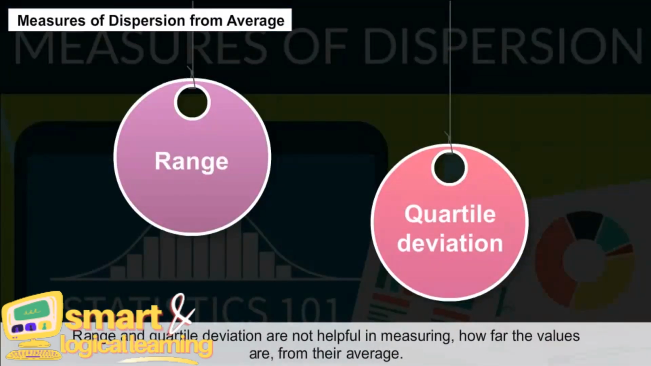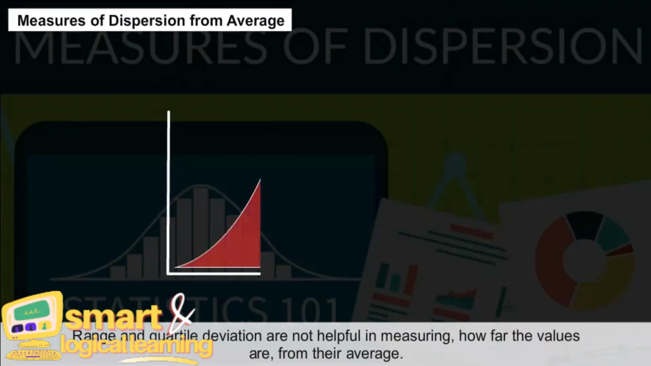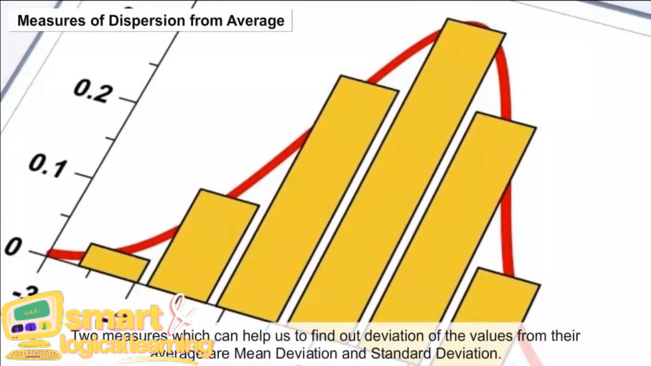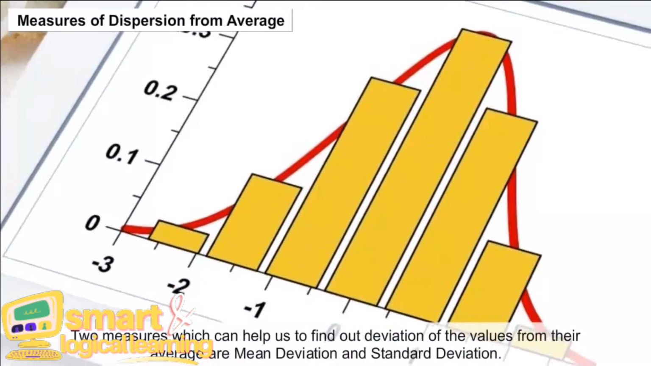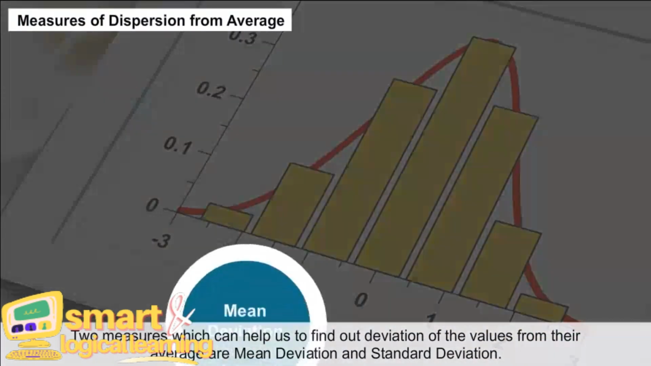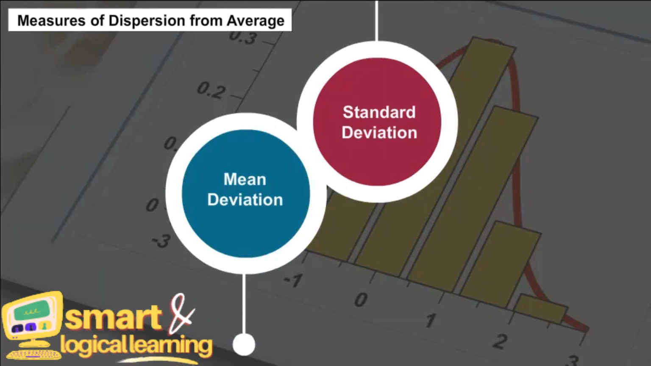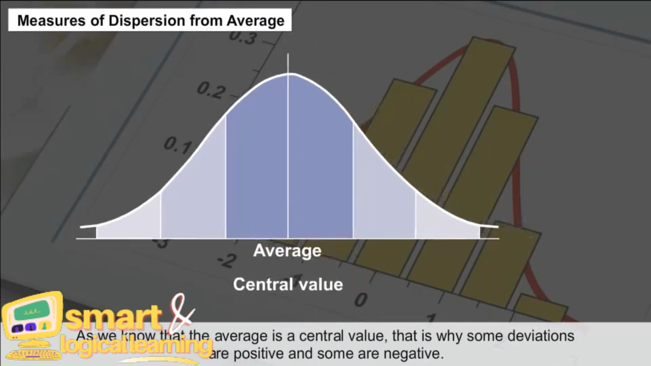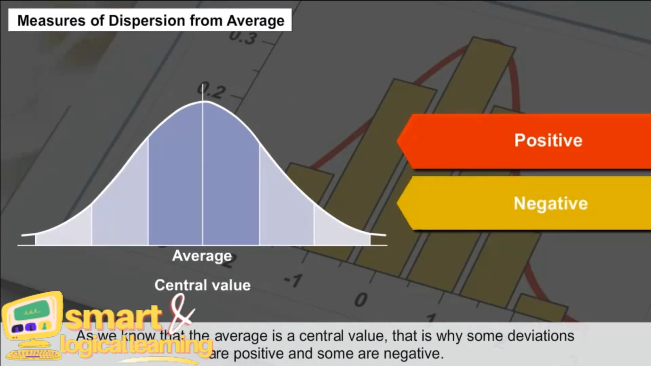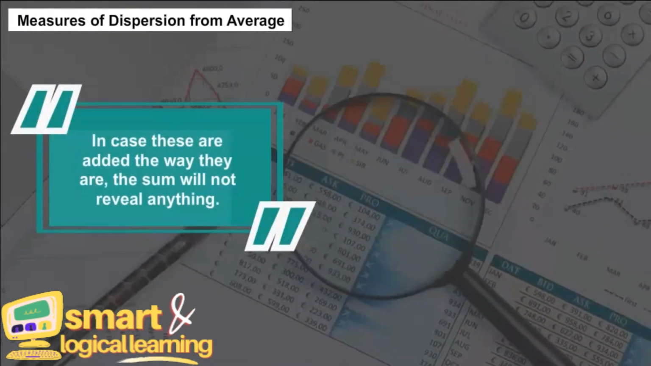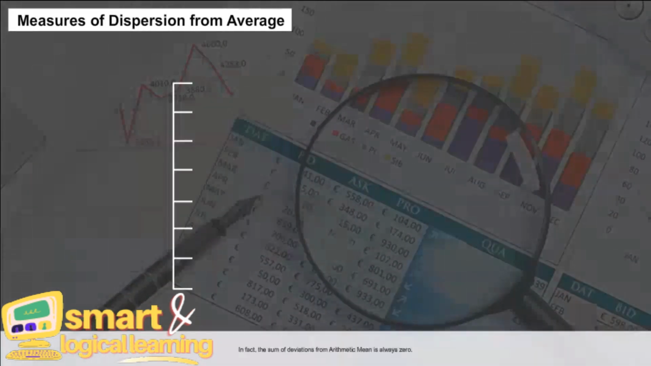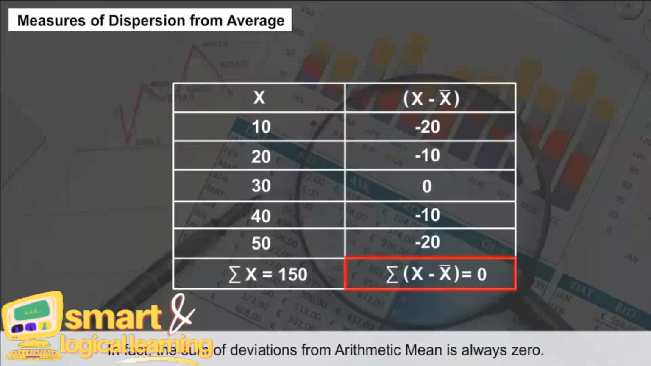Measures of dispersion from average. Range and quartile deviation are not helpful in measuring how far the values are from their average. Two measures which can help us to find out deviation of the values from their average are mean deviation and standard deviation. As we know that the average is a central value, that is why some deviations are positive and some are negative. In case these are added the way they are, the sum will not reveal anything. In fact, the sum of deviations from arithmetic mean is always 0.